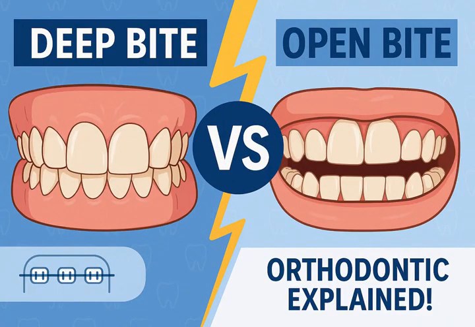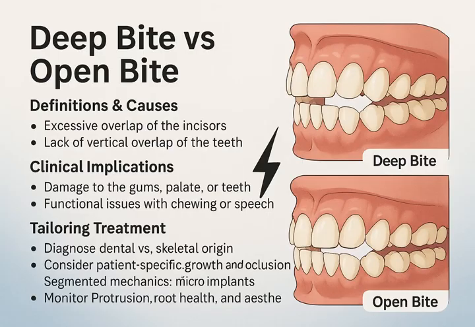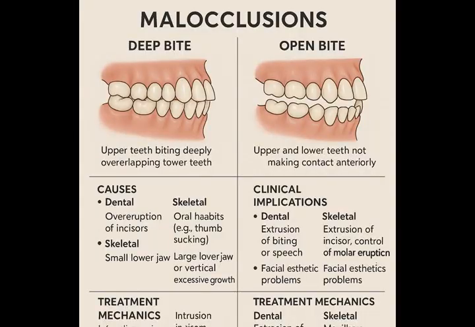Hey everyone, and welcome to our deep dive into a crucial topic in orthodontics. A comprehensive overview of two common types of malocclusions, deep bite and open bite. We will explore their definitions, causes, clinical implications, and various treatment mechanics, highlighting the distinctions between dental and skeletal origins.